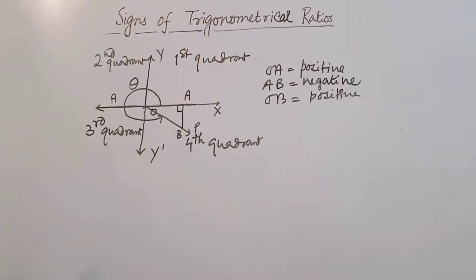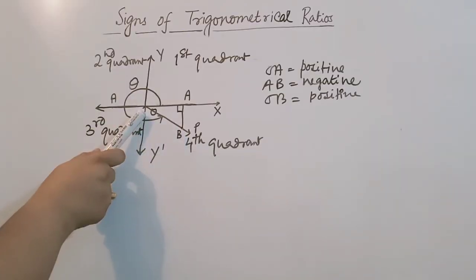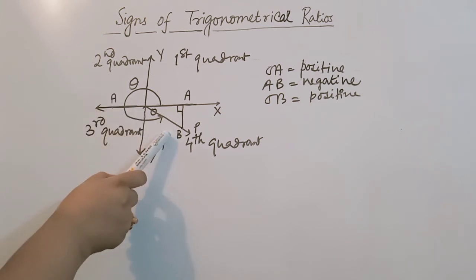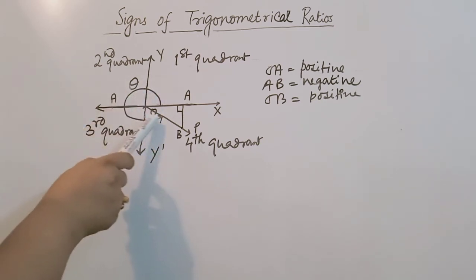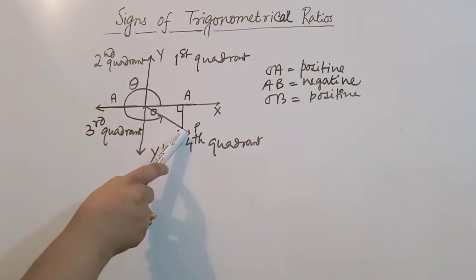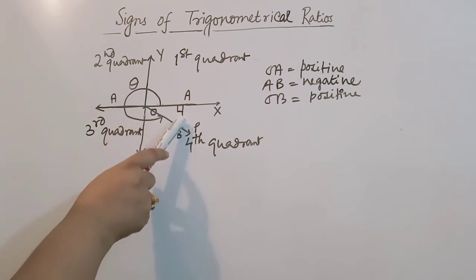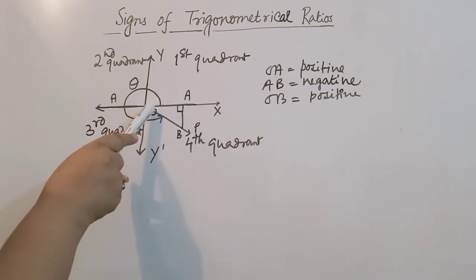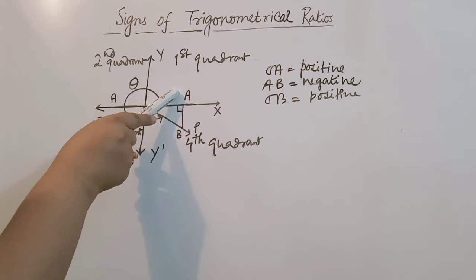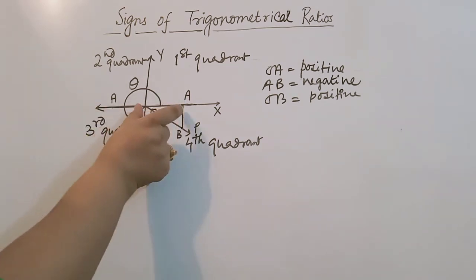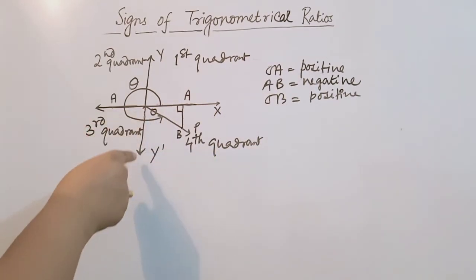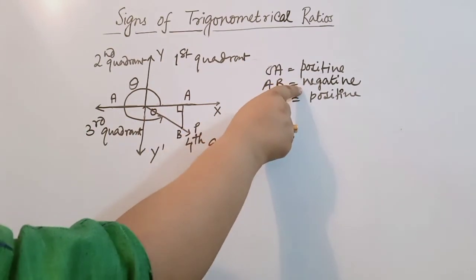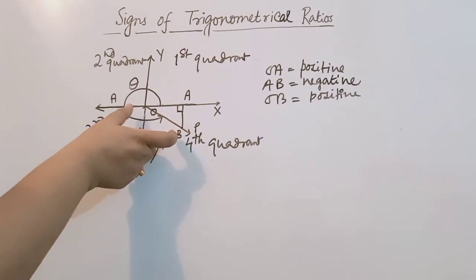Now let us consider the ray OP has again rotated about O and it has reached the fourth quadrant. So for this particular position of OP, we get this one as theta. This one is angle theta. Now again a fixed point B is taken on OP and from B a perpendicular is drawn which cuts the positive part of the x-axis at the point A. So clearly OA is measured along the positive part of the x-axis, so it is positive. AB is measured along the negative part of the y-axis, so it is negative. And OB we know is always positive.